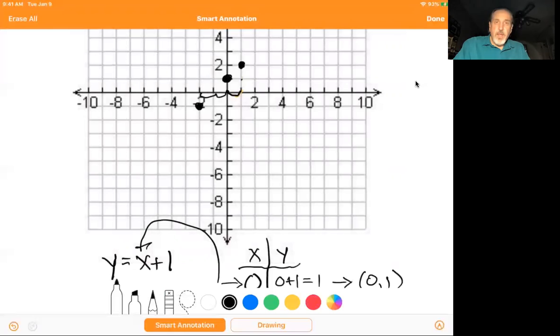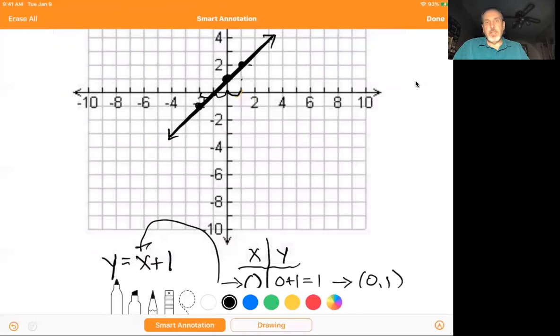Now, you need to draw them, and you need to connect them with a straight line, and I don't have a ruler. I'm going to grab a ruler out of my desk drawer right here, and I'm actually going to put it on my iPad because I want to draw a straight line. I want to model that for you. So there we go. So that's the line.